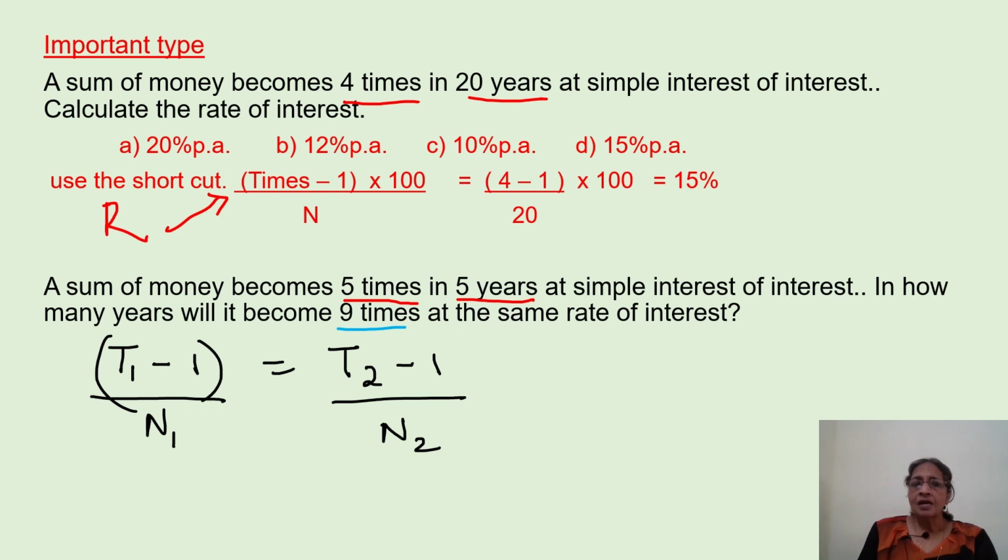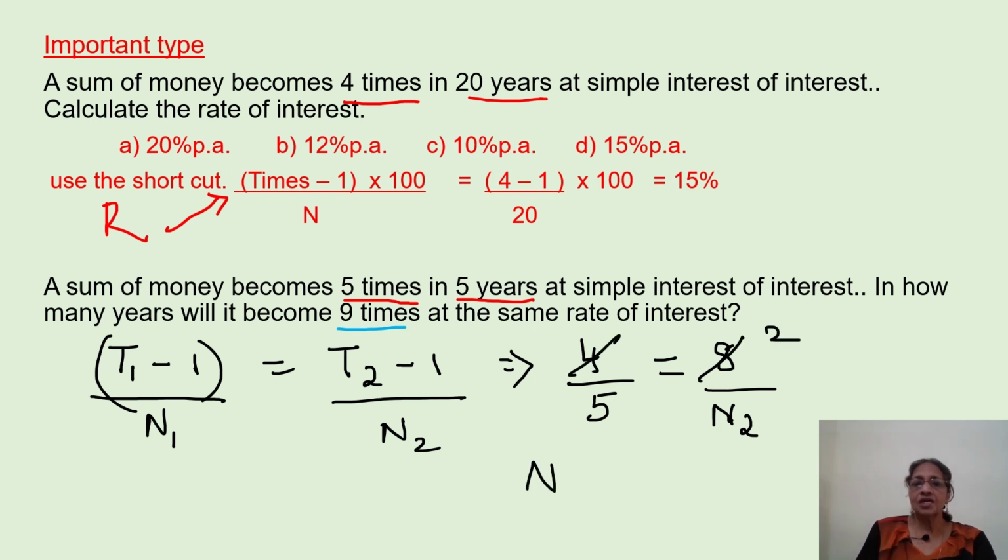Now the first time that is given is 5 minus 1, so that is going to be 4. Number of years is 5. Second, 9 times, so that is 9 minus 1, and we need to find the number of years. So you can see here 4 ones are, 4 twos are, and N2 would be 10 years.